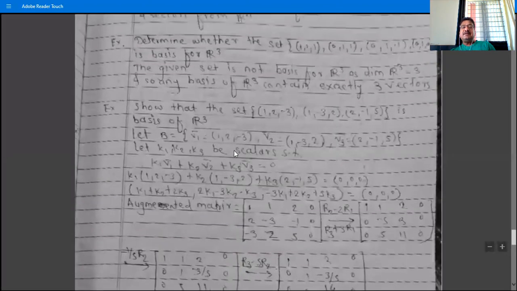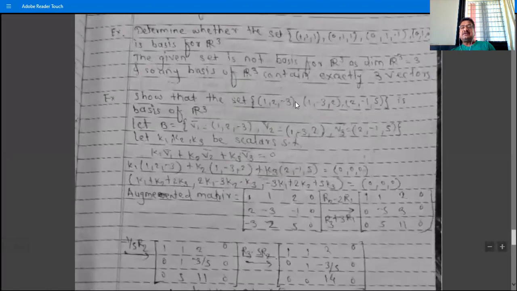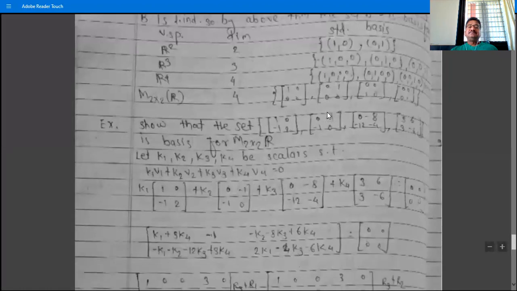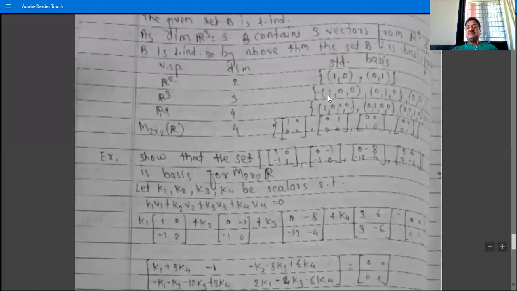This is not standard. It is a basis, just a basis: (1, 2, -3), (1, -3, 2), (2, -1, 5). This is a basis of R^3, but not the standard basis. It is a general basis of R^3. So what is the standard basis of R^3? (1, 0, 0), (0, 1, 0) and (0, 0, 1).